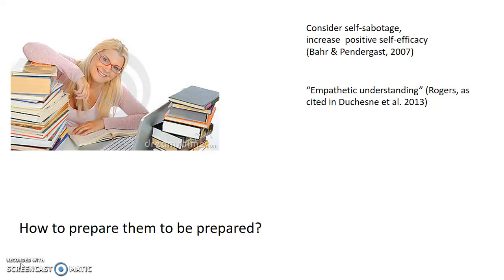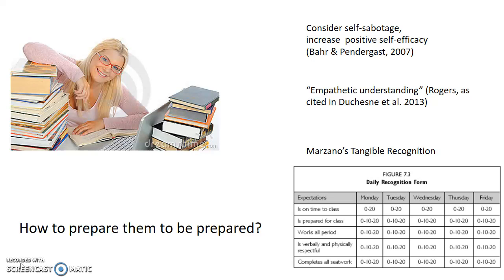And if it is a behavioural thing, you might need to look at employing some discipline. Perhaps Marzano's tangible recognition could help us here, something like this daily recognition form, where you give them a score from 1 to 20 on things like if they're coming to class on time, if they're bringing the right equipment, so they identify the areas they need to work in. But maybe they're really good at actually doing the work and they're very respectful, so you can give them good scores. They're still feeling good about themselves, but they know what it is they need to work on.